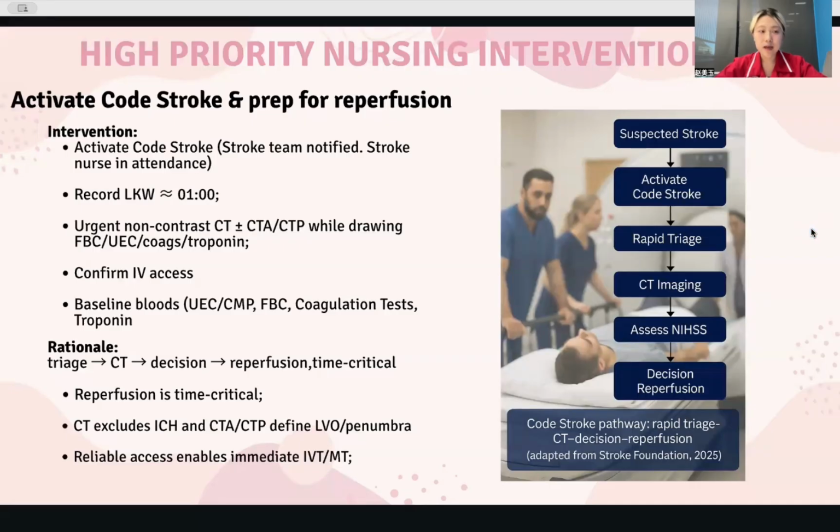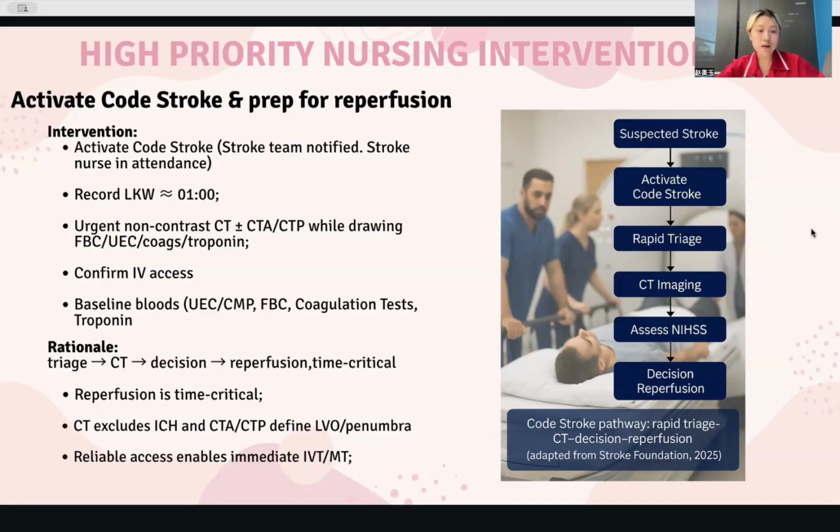The first step, we need to activate a code stroke and prepare for the reperfusion. And we need to make sure the stroke team is notified and the stroke nurse attends immediately. I record the last known well time at about 1 a.m. because every minute matters. And we need to arrange an urgent non-contrast CT and draw the baseline for the coagulation test, lab and troponin, because the CT can exclude the intracranial hemorrhage, and CT angiography and CT perfusion can help define the large vessel occlusion and salvageable tissue.